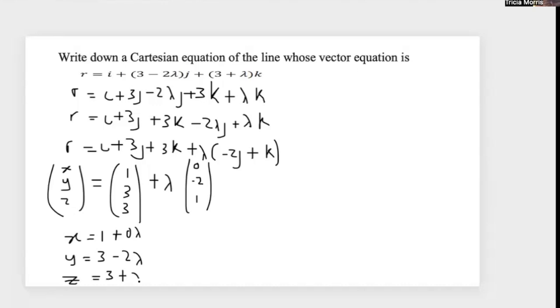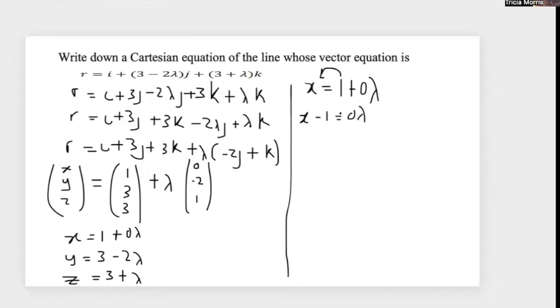Now, having this, we can create the Cartesian equation, and it will be x minus 1, because when you have x equal 1, you have to carry it over. So it becomes x minus 1, and if you realize I have the 0 lambda, that helps you know that it's going to be divided by 0. So it's x minus 1 over 0 to say that there is no lambda. If you just have x minus 1, then you're saying there's a 1 lambda, and that's not correct.